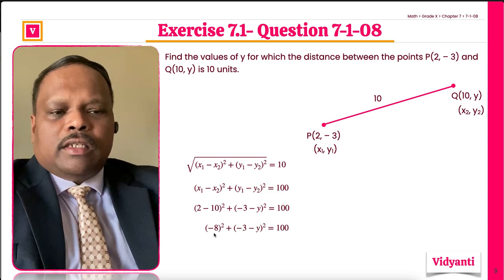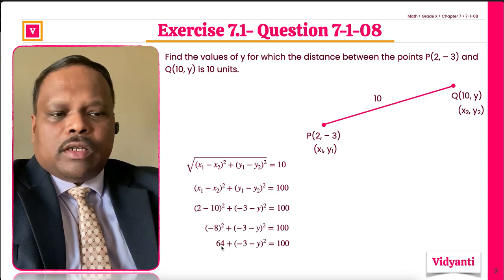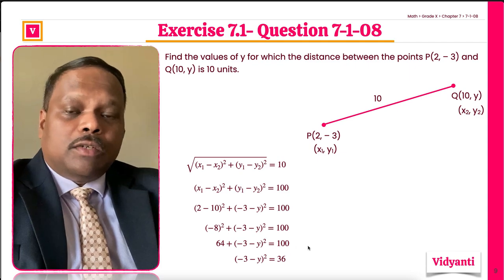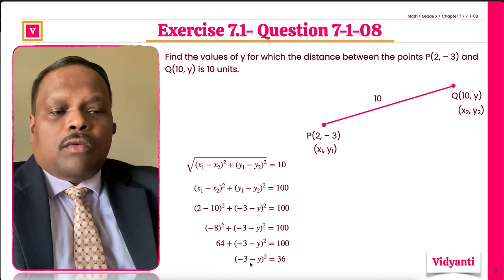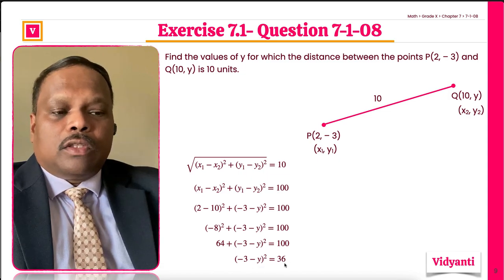So 2 minus 10 is negative 8. Negative 8 square is 64. And the second bracket we will leave as it is. Now the 64 can be transferred to the other side. That will become negative 64, and 100 minus 64 will become 36. Now we have a square of a bracket equal to 36.